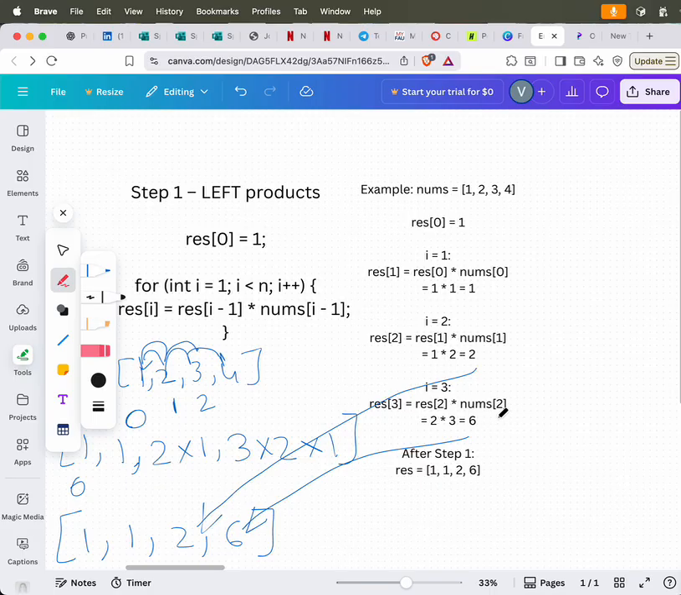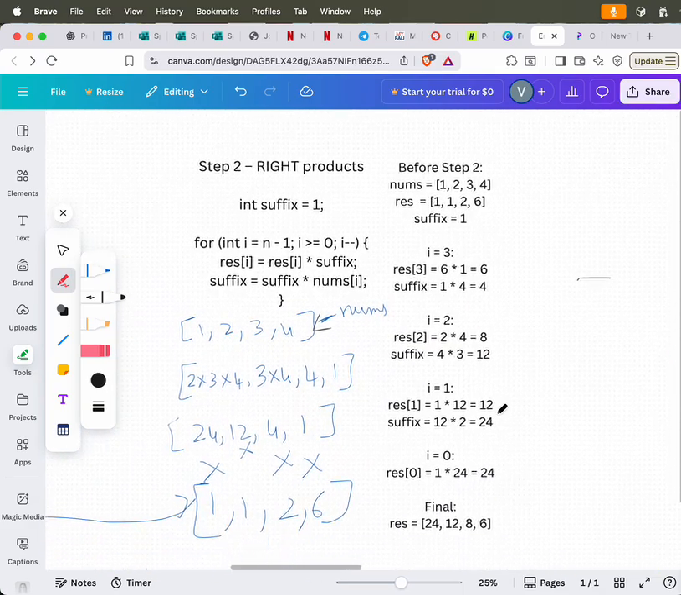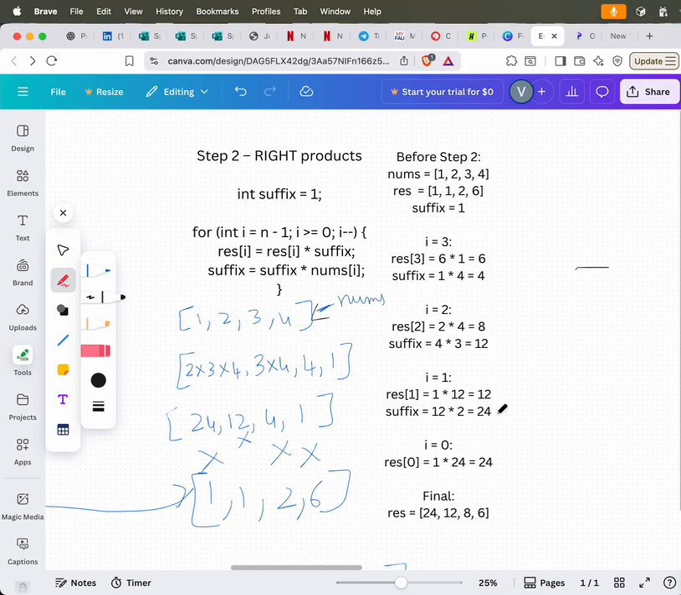Now at each index I, res of I is the product of all the numbers to the left of I. Okay. So now when you go on the right side, in step two we handle the right side using a variable called suffix. Here you can see the word suffix. So we start with suffix equals 1. Think of suffix as the product of all the numbers to the right of the current index.